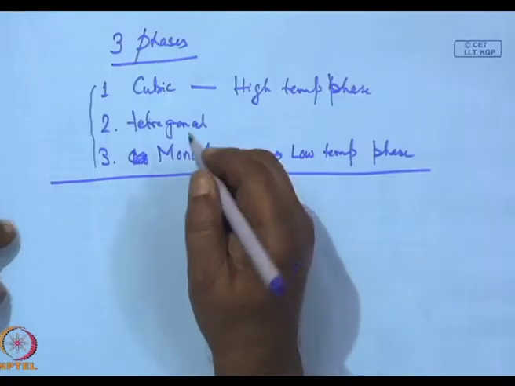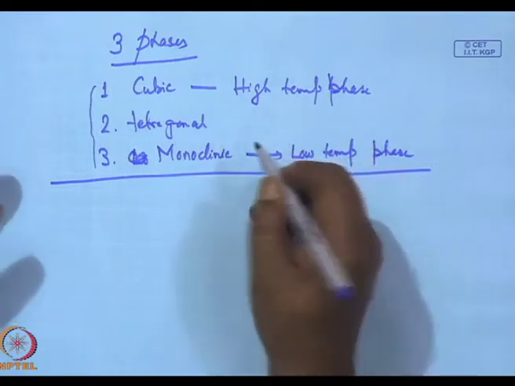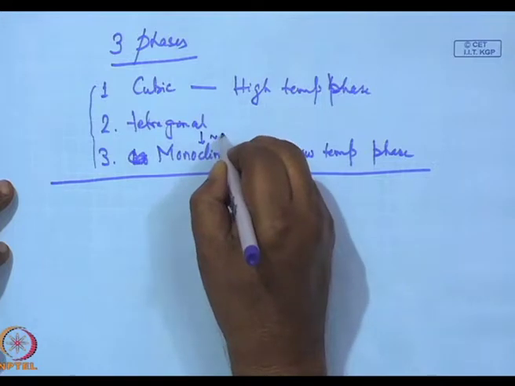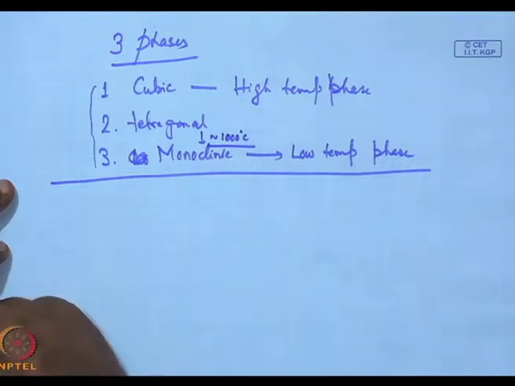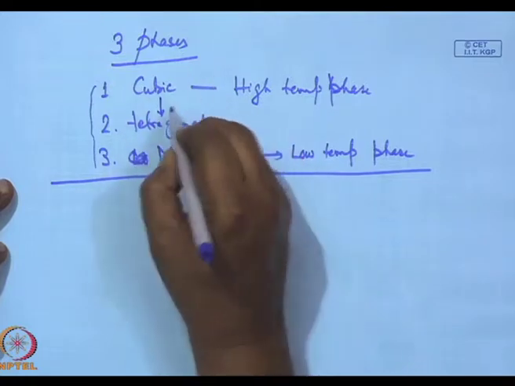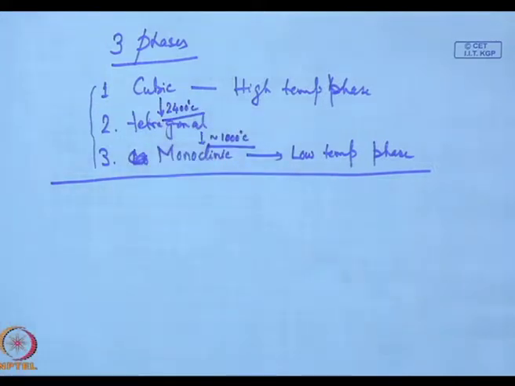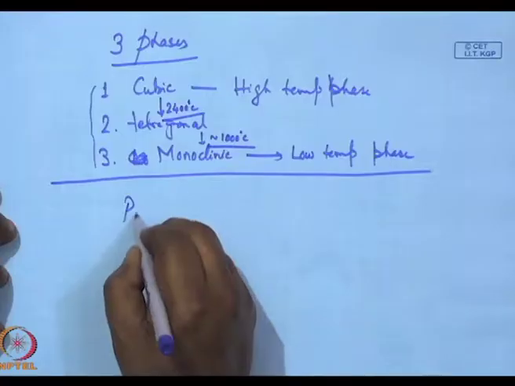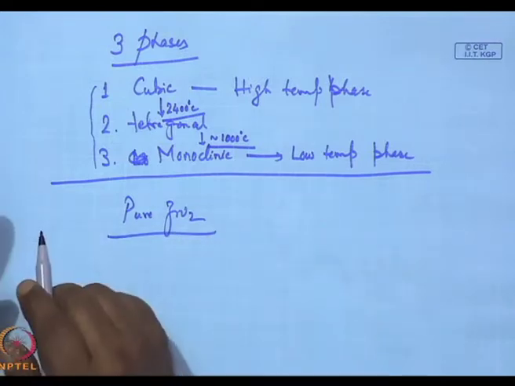Now, this temperature, tetragonal to monoclinic, this occurs at around 1000 degrees centigrade. And cubic to tetragonal, this occurs around 2400 degrees centigrade. If I had taken, let's presume, pure zirconia, what would have been my problem?